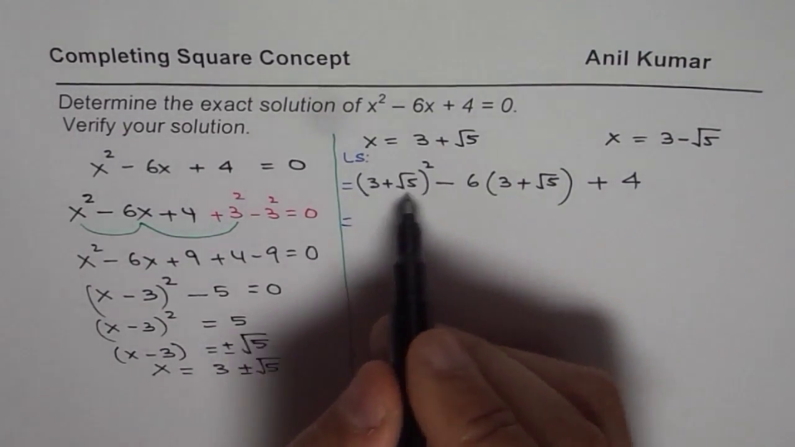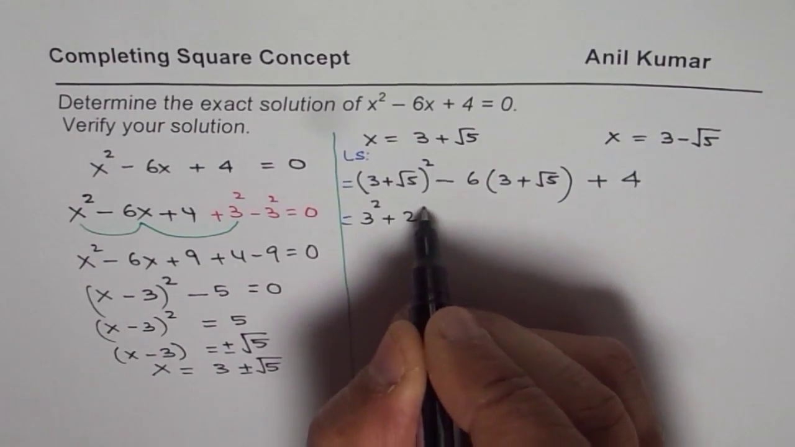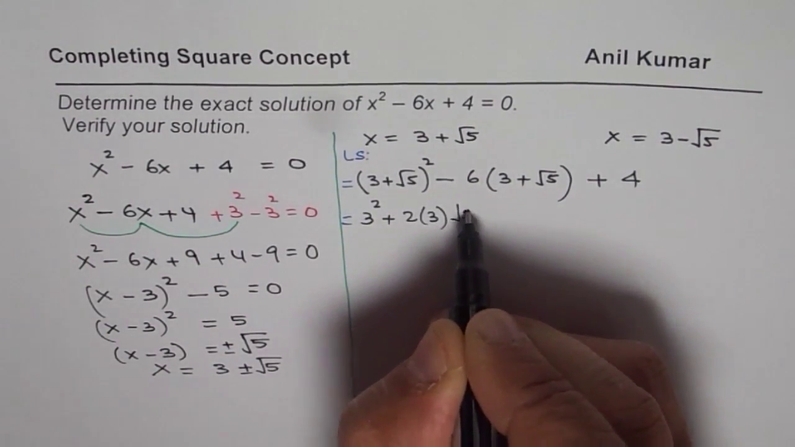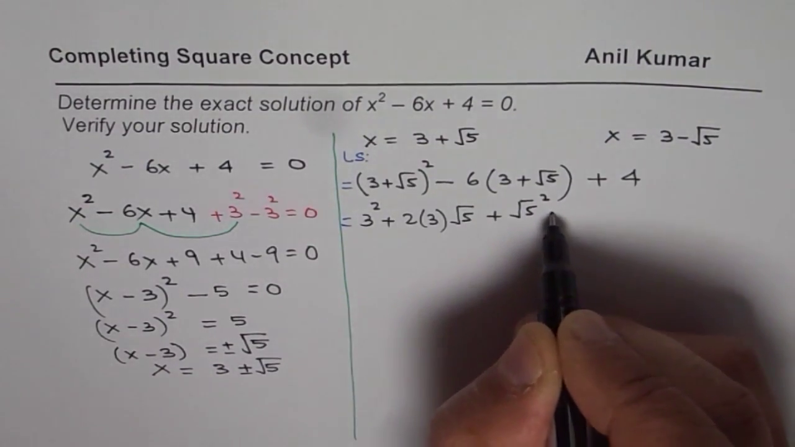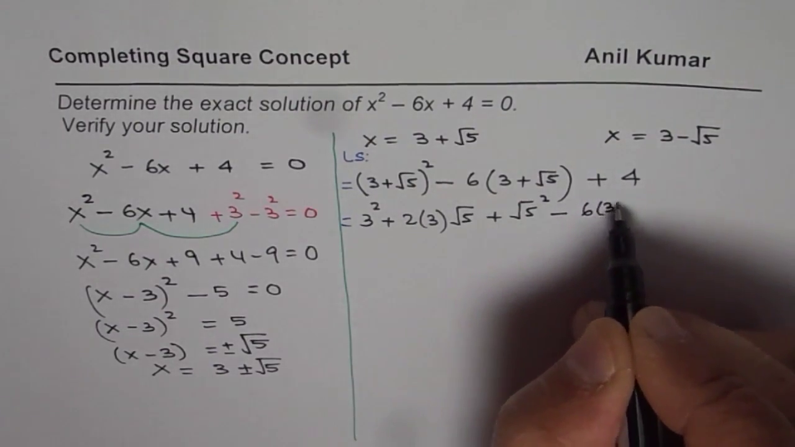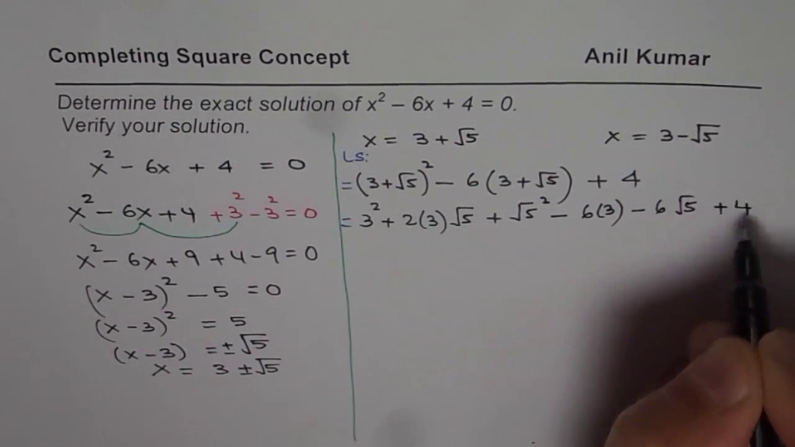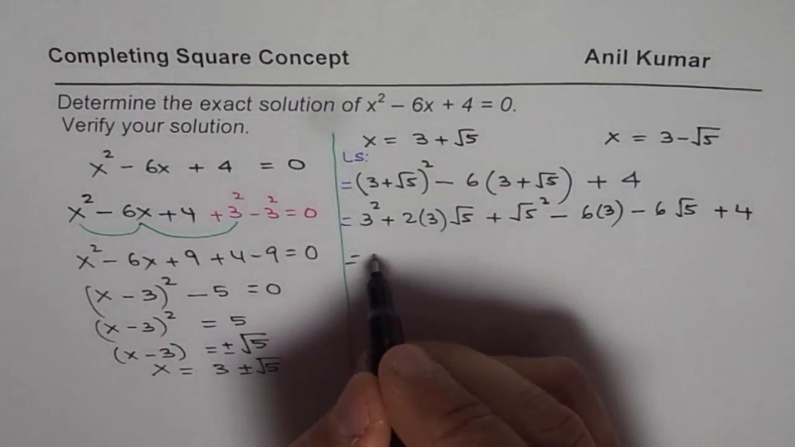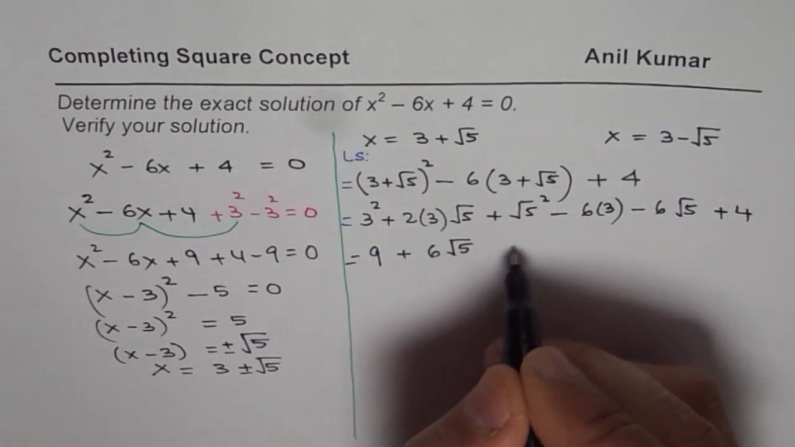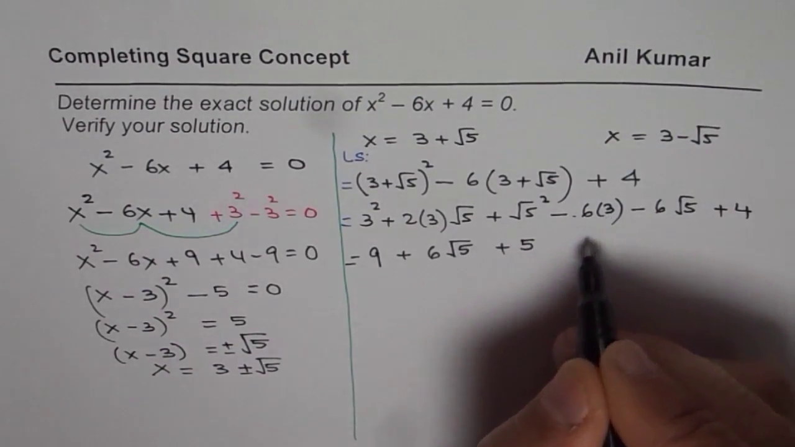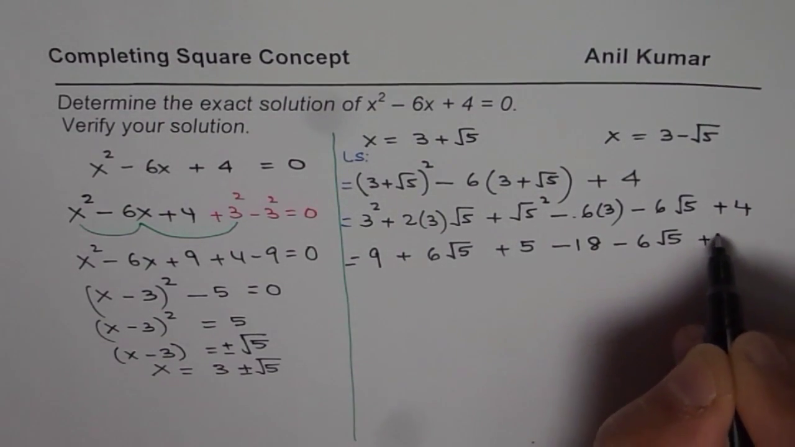If you expand this, you get 3 square plus 2 times 3 times square root 5 plus square root 5 square, minus 6 times 3, let me write, 6 times 3 minus 6 times square root 5, plus 4. 3 square is 9. 2 times 3 is 6, so 6 square root 5. Square root 5 square is the number 5. 6 times 3 is 18. Minus 6 square root 5 plus 4.